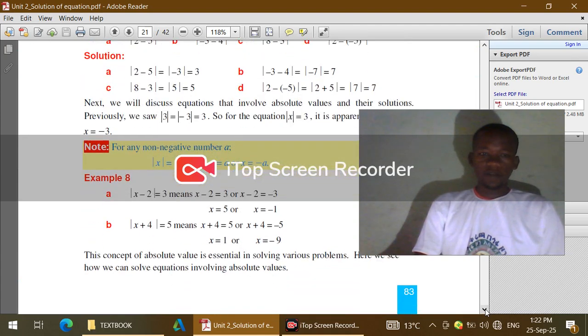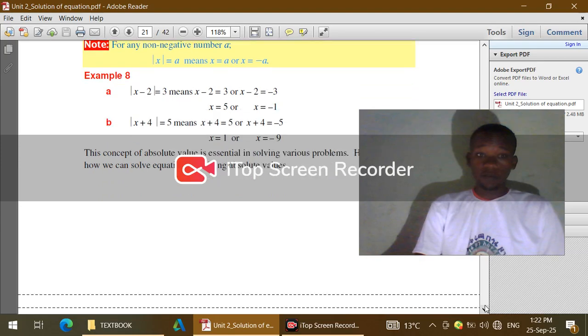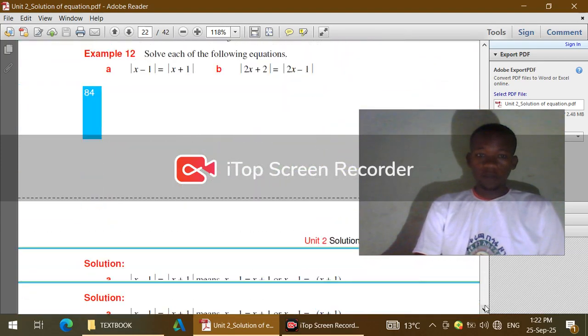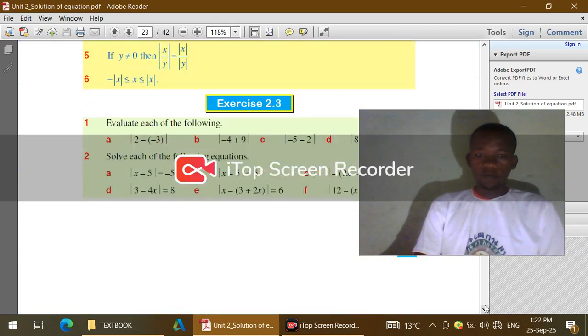For example, the absolute value of x minus 2 is equal to 3. This is an equation involving absolute value. In here you take x minus 2 as it is: x minus 2 is equal to 3, then the value of x will be 5. And x minus 2 is equal to minus 3, because a negative number in absolute value is taken as a positive number when it comes out of the absolute value. This is how to solve an equation involving absolute value.